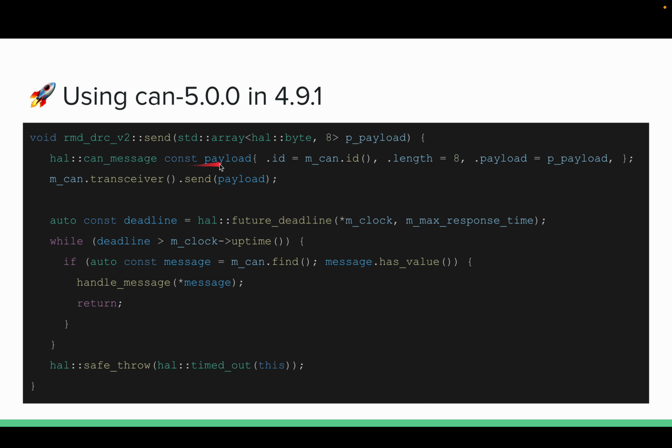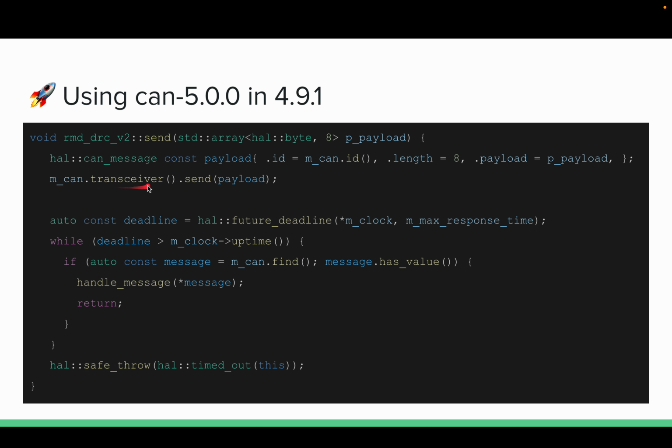So here's our message. We have a payload. We know what our ID is, the ID that we stored. You can actually get the ID from mcan as well, so you can use .id to get the ID you're trying to find. Our length is 8, and our payload, we're just going to copy it into this payload here.